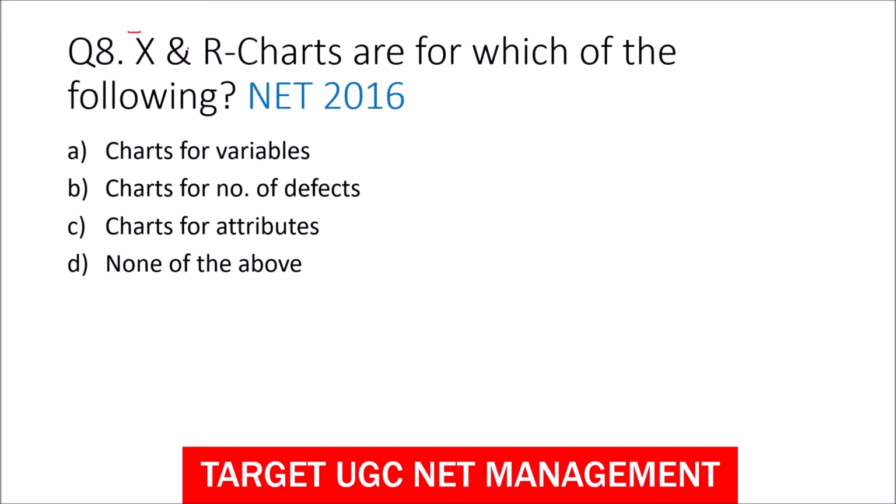X bar chart and R chart are which of the following? So as we studied, it is used for the control chart, which is also known as the chart for variables, because we are considering mean and standard deviations. Chart for number of defects is related to the C chart. Chart for attributes, there are P and NP charts. So the correct option is chart for variables.